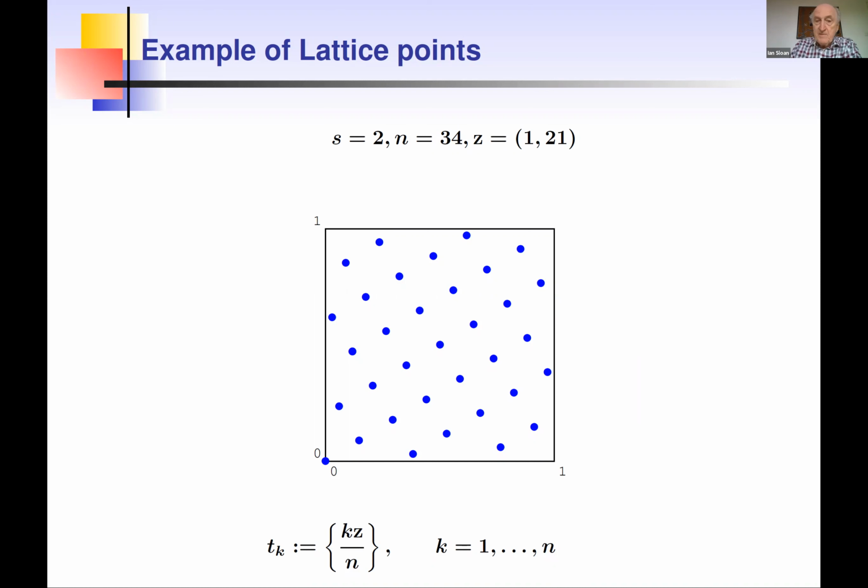Right? Because all you have to do to find a good lattice is to find a good z. You can go through and look at them all, but in hundreds of dimensions, it's hard to look at them all.